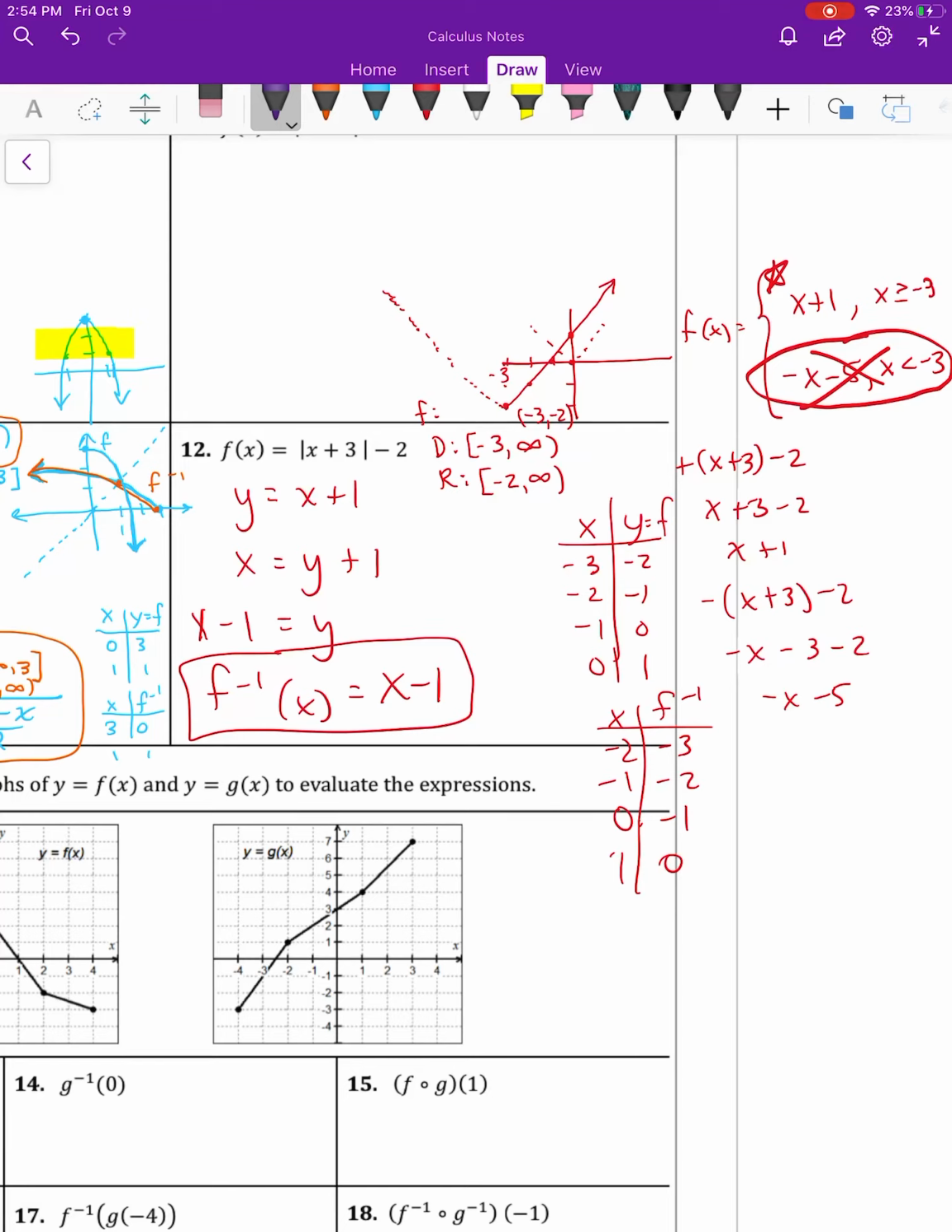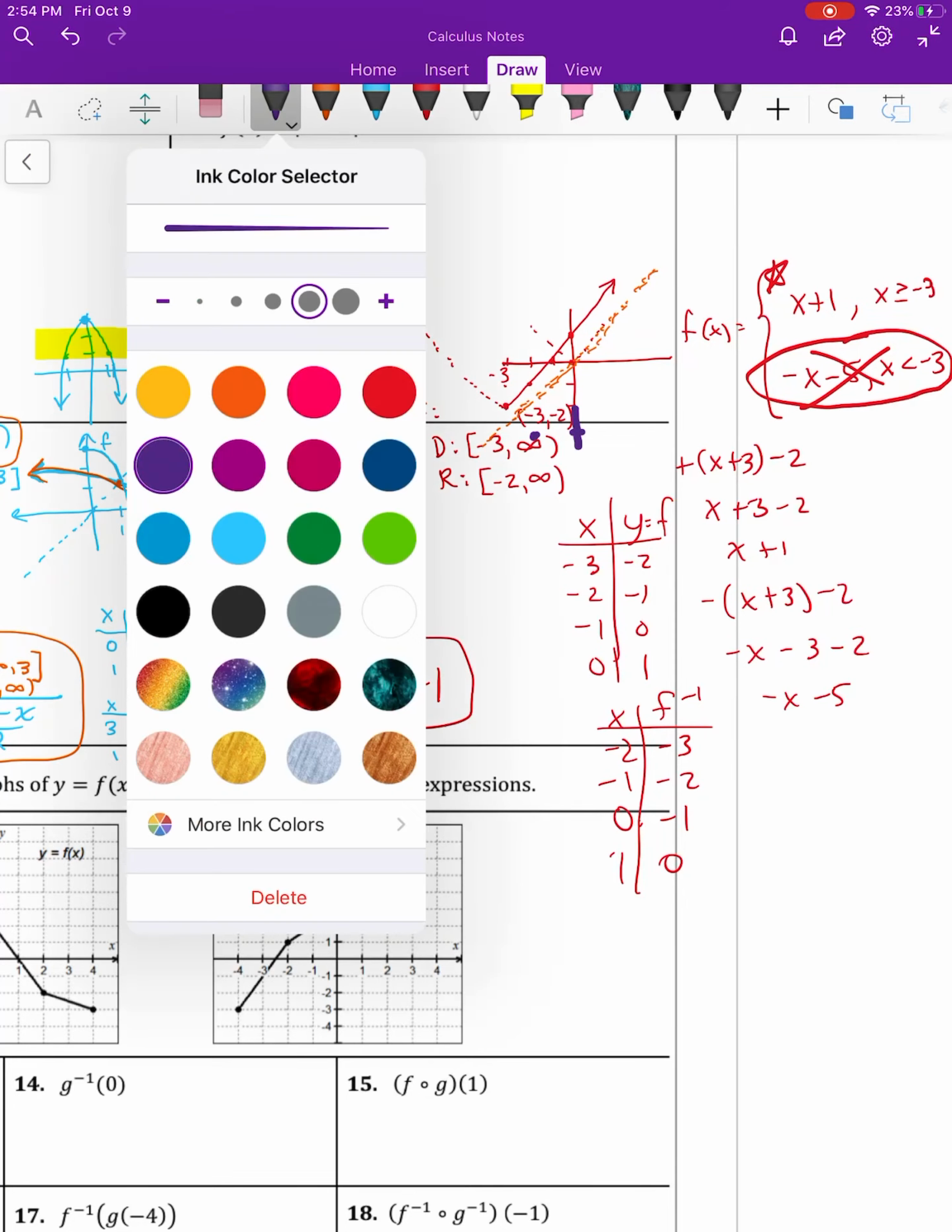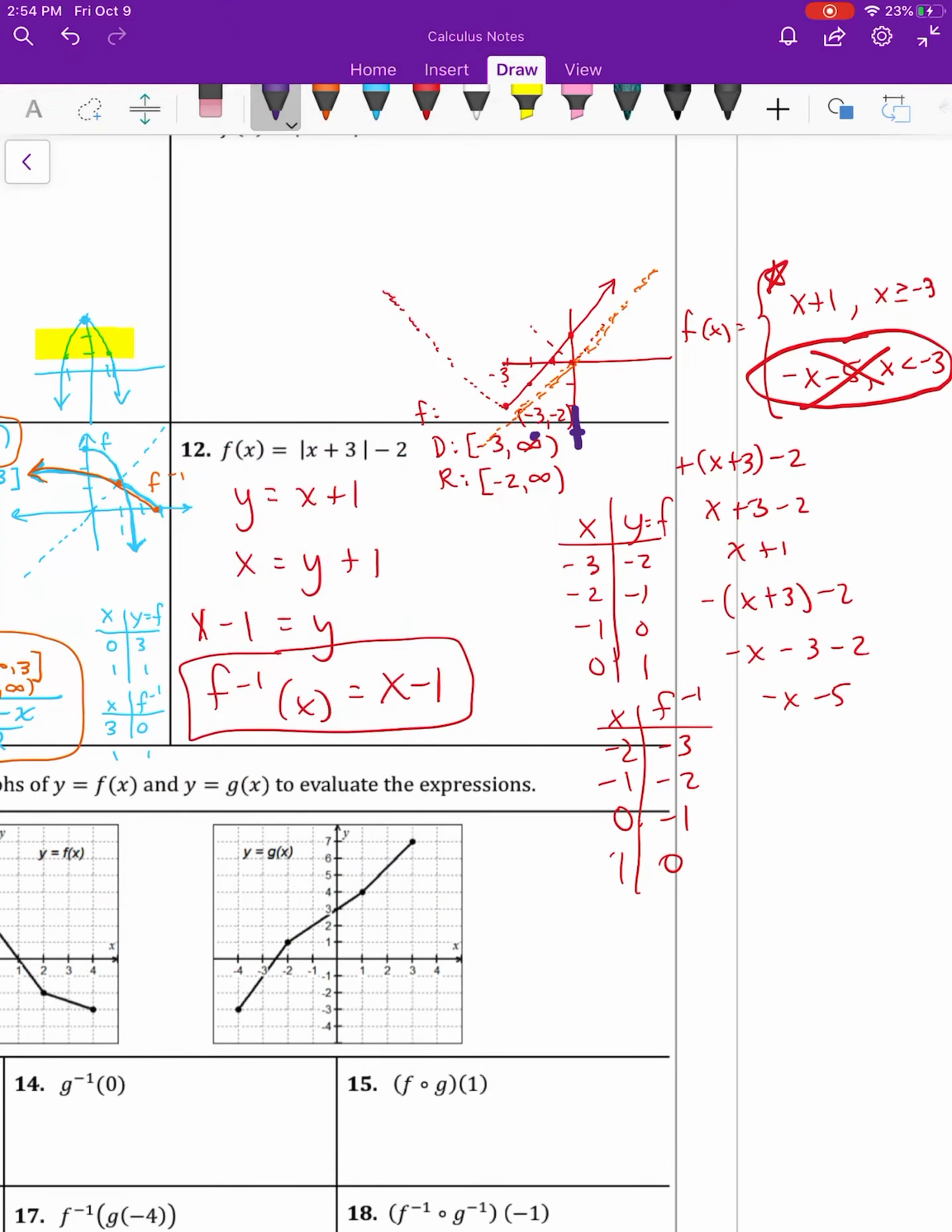So -2, -3. I have to extend it. Oh, that's a thick purple. 1, 2, let's put it about right there. I might need to change that, but I'm going to put my y equals x in, because it should be a reflection across the line y equals x, right? My purple is a little dark, so I'm going to make it a little bit less than that. And then my next one is -1, -2, and then 0, -1, and then 1, 0.